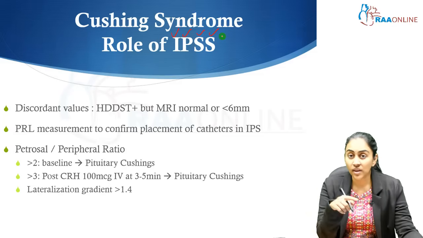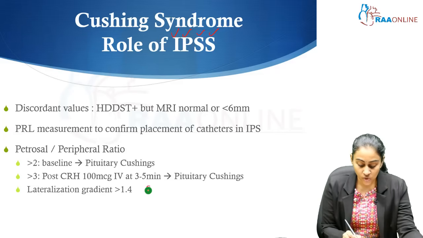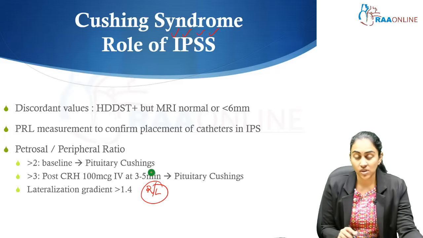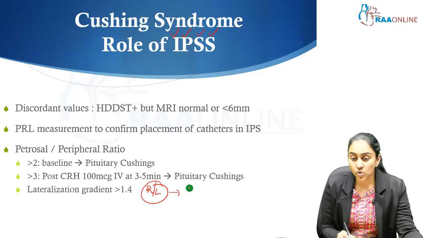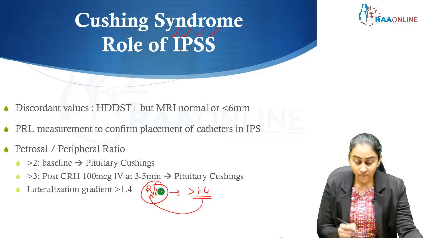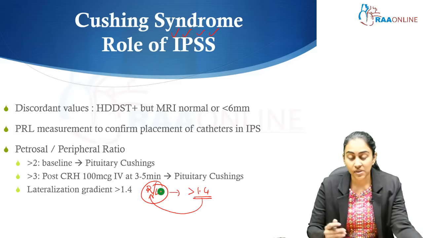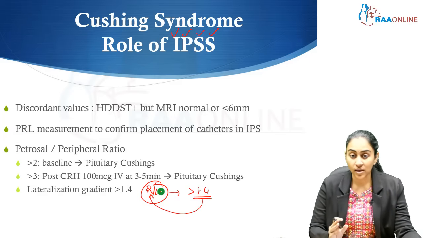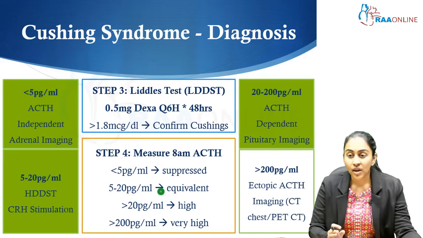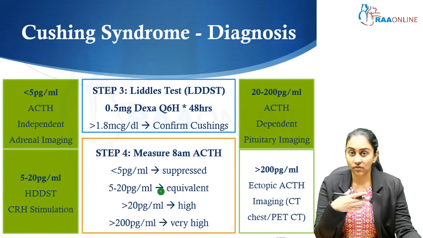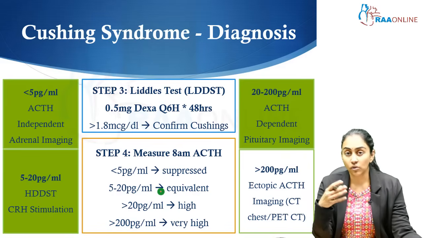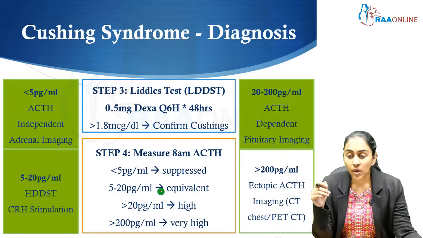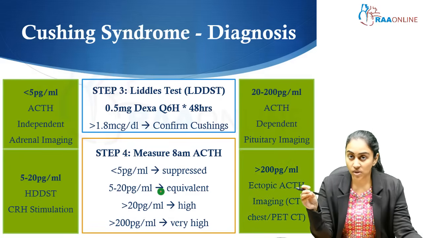In addition, there is a lateralization ratio. What is a lateralization ratio? Let's say you have right and left inferior petrosal sinus catheters, and you check the ratio. If it is more than 1.4, then that helps you in lateralizing the tumor to the right side. So, that helps in localizing the tumor further with respect to the side. Now, this is how inferior petrosal sinus sampling is useful, particularly when you have a discordant HDDST with a normal pituitary MRI.